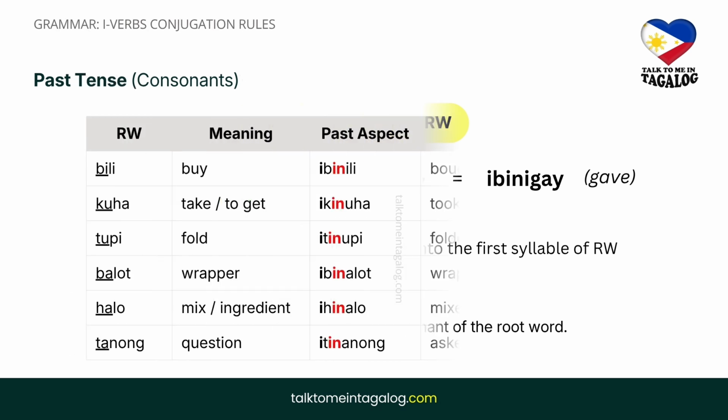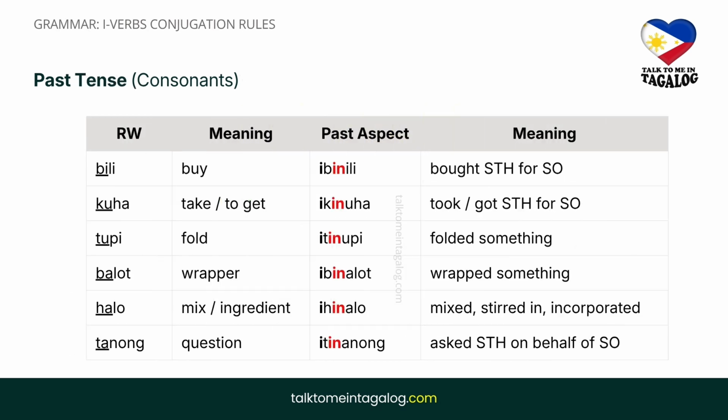Let's look at a few more examples of I-verbs in the past aspect that begin with consonants. Root word bili, meaning buy, past aspect, using the pattern that we've just learned, becomes ibinili, meaning bought something for someone. Next, we have kuha, meaning take or get. Past aspect, ikinuha, took or got something for someone.